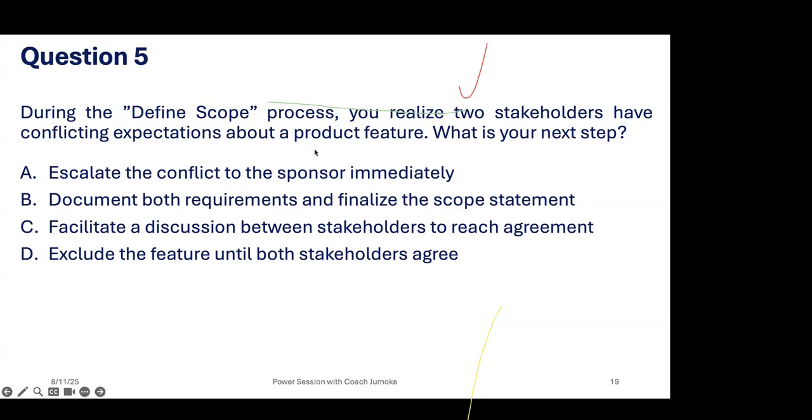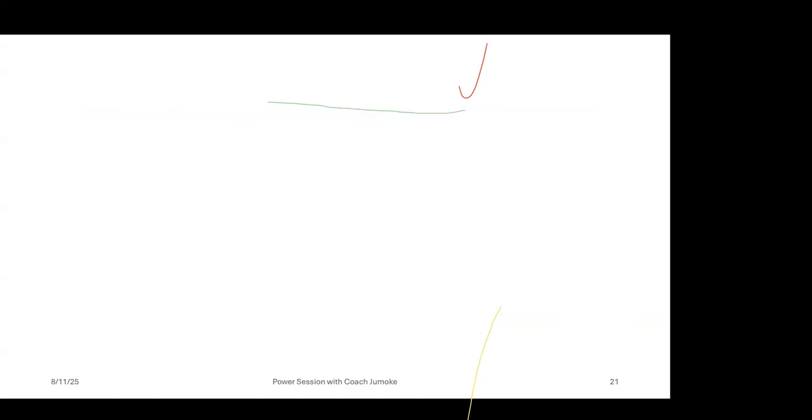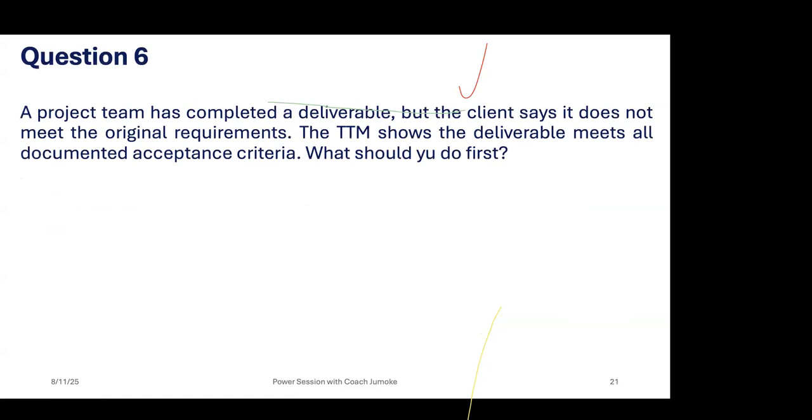Is this the answer? Okay, I say C. PMI expects the PM to facilitate resolution and alignment before finalizing the scope statement, because it can result in conflict if you do not do that. So congratulations. Looks like my questions are very, very simple. All right, question 6.